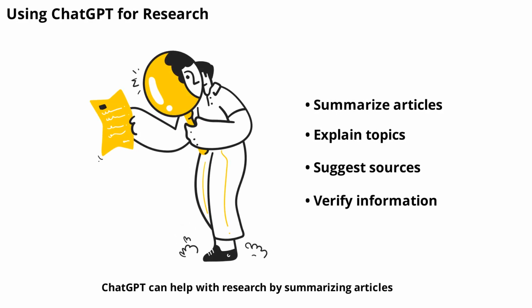ChatGPT can help with research by summarizing articles, explaining complex topics, or suggesting sources. However, always verify important information from trusted references, as ChatGPT's knowledge may not be fully up to date. Use it as a starting point for your research and follow up with your own investigation.